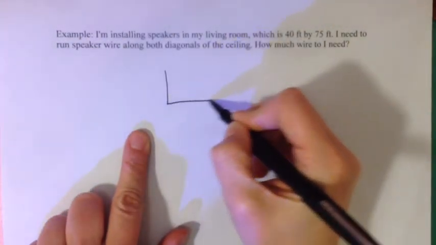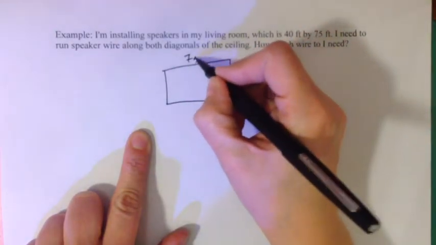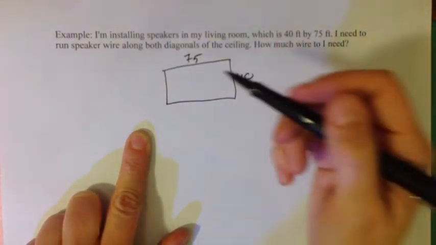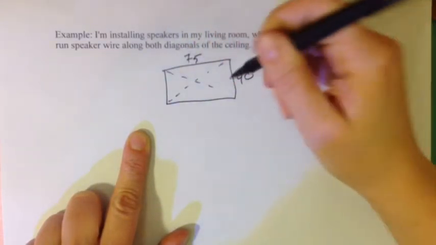All right, last example. I'm installing speakers in my living room, which is 40 feet by 75 feet. I need to run speaker wire along both diagonals of the ceiling. How much wire do I need? Once again, I would say that this is a great opportunity to draw a picture. So the ceiling of the living room is a rectangle that is 40 feet by 75 feet. And I need to run wire along both diagonals.